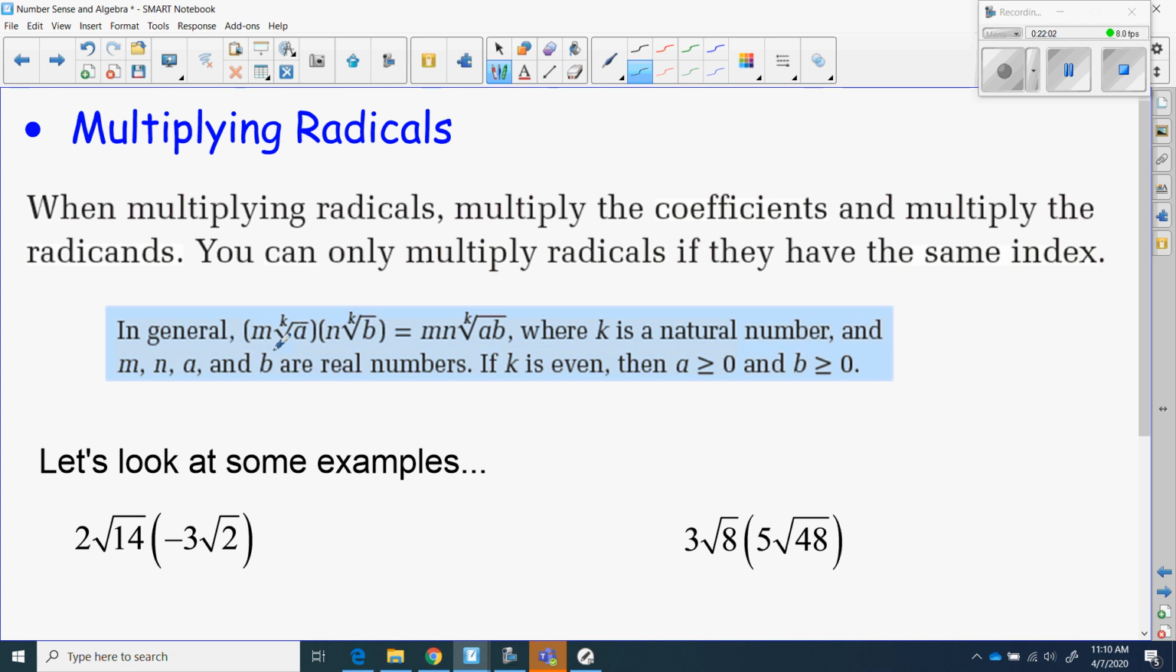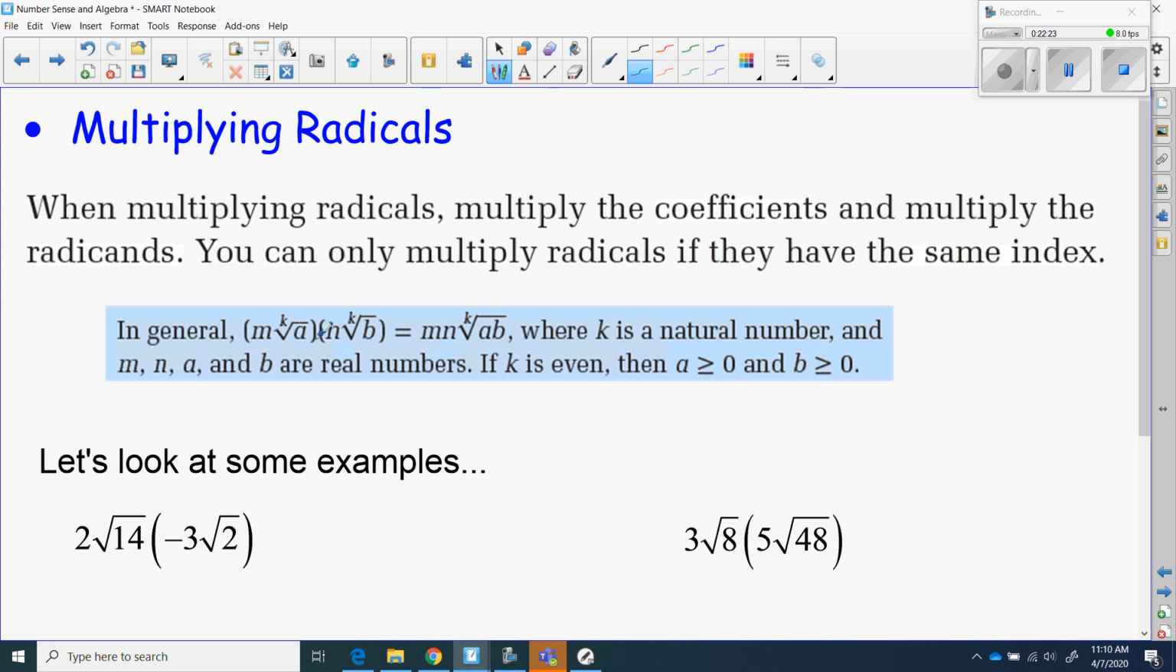All you need to do is multiply the number in front, the coefficient. You'll see here it says mn. So you multiply the two coefficients together, and then you multiply the two radicands together and put it underneath a single radicand. And that's all there is to it. Of course, things can complicate themselves.